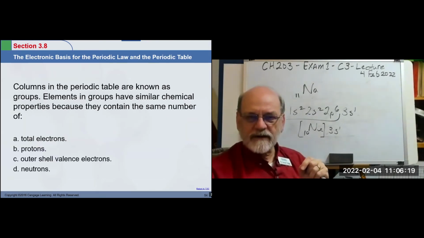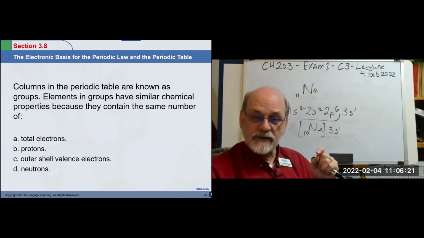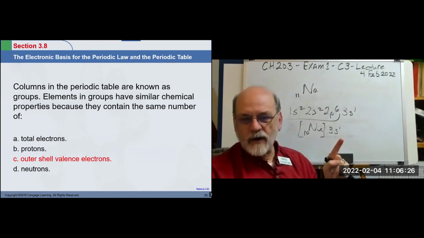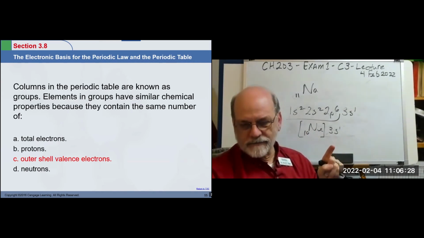Okay, columns in the periodic table are known as groups. Elements in groups have similar chemical properties because they contain the same number of outer shell valence electrons.